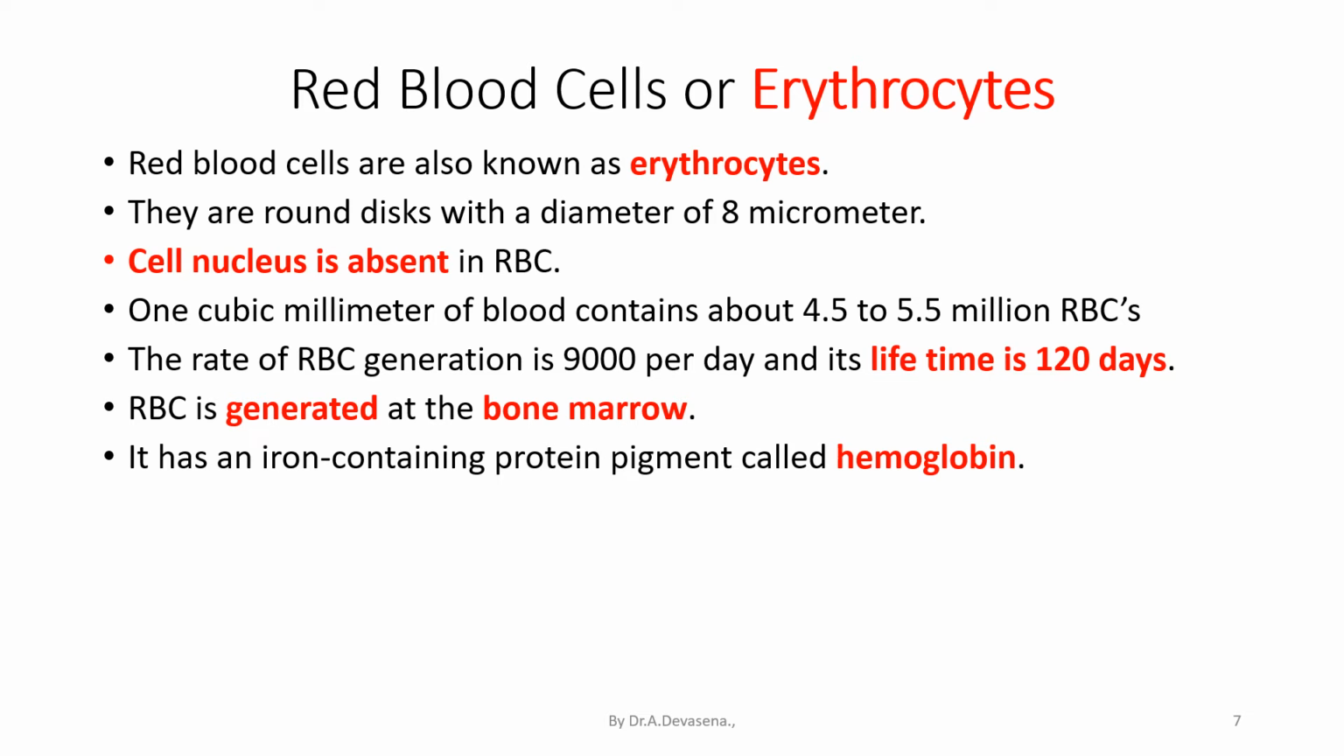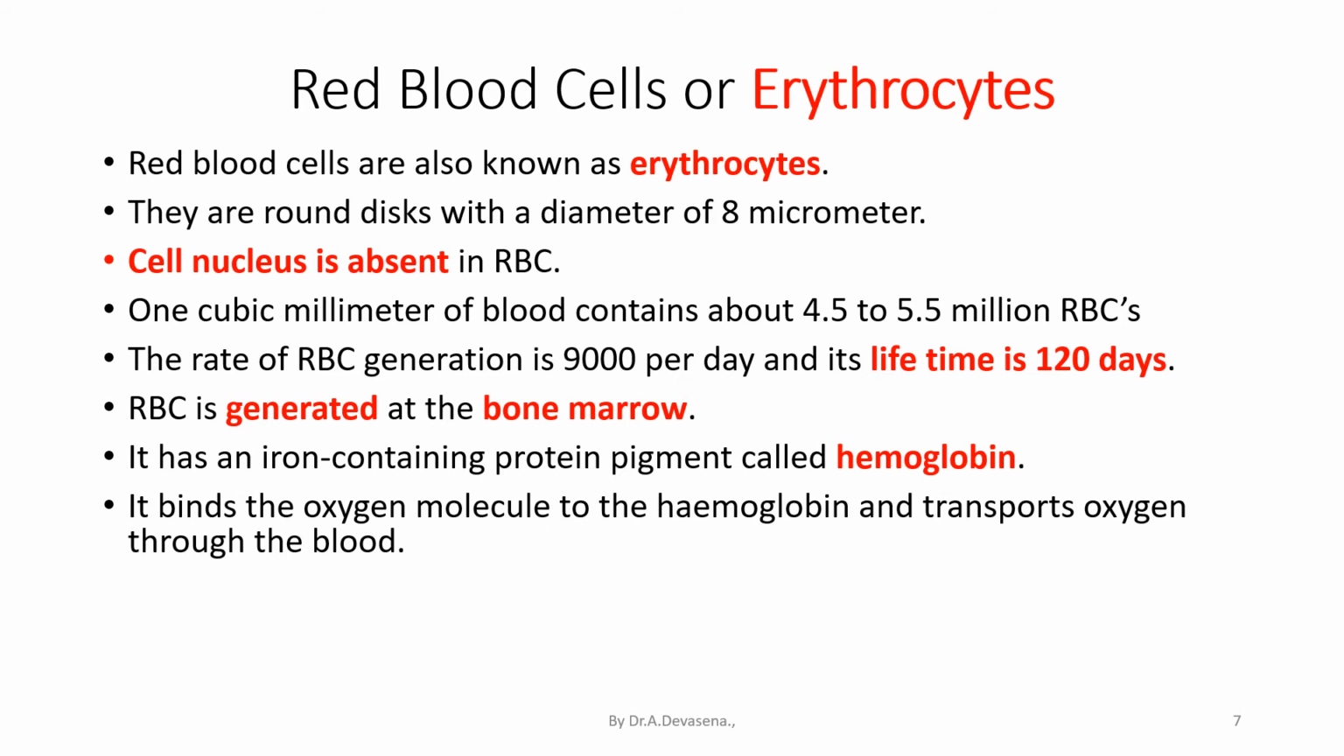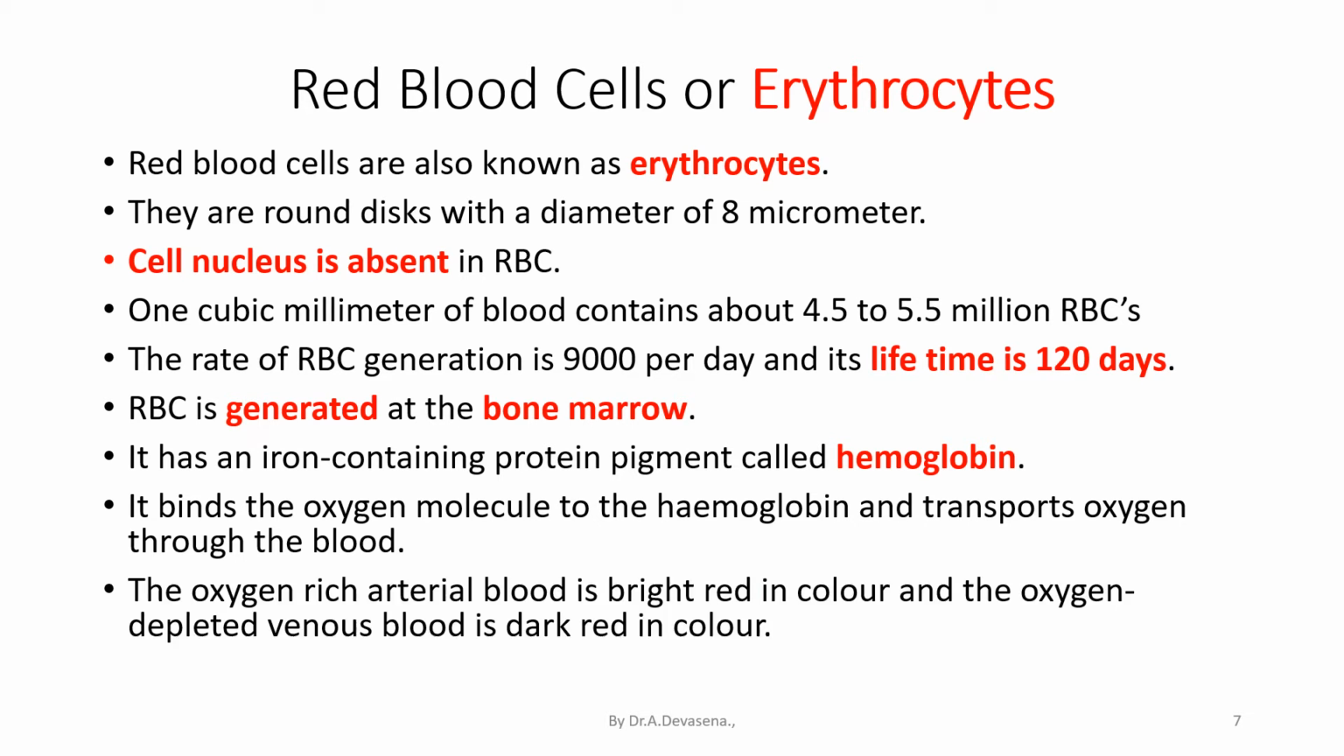It has an iron-containing protein pigment called hemoglobin. It binds the oxygen molecule to the hemoglobin and transports oxygen through the blood. The oxygen-rich arterial blood is bright red in color and the oxygen-depleted venous blood is dark red in color.